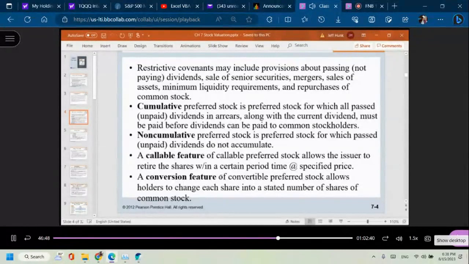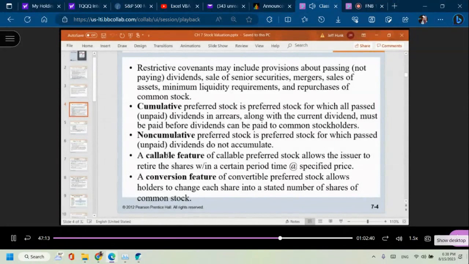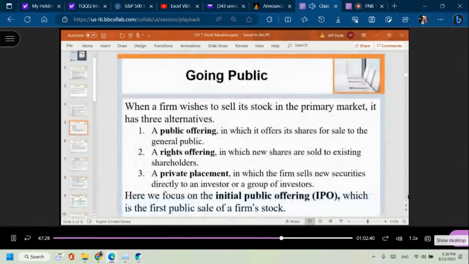And non-cumulative preferred stock means the past or skipped dividends are not paid. They are just simply gone, just like common stock, right? Either way, the common stock cannot be paid until preferred stock dividends are paid first. Now some preferred stocks have a call feature, just like callable bonds. They also have a conversion feature, converting to common stock, right? Some of them. Okay, that pretty much sums up everything about preferred stock.